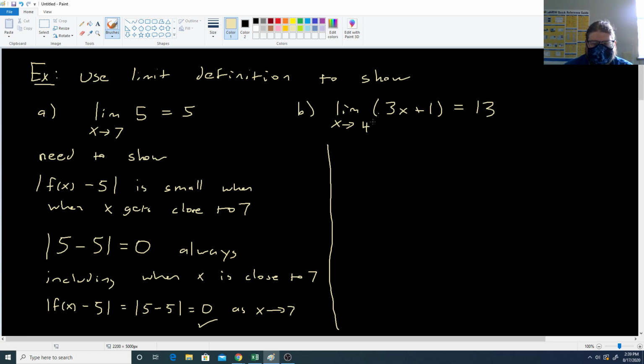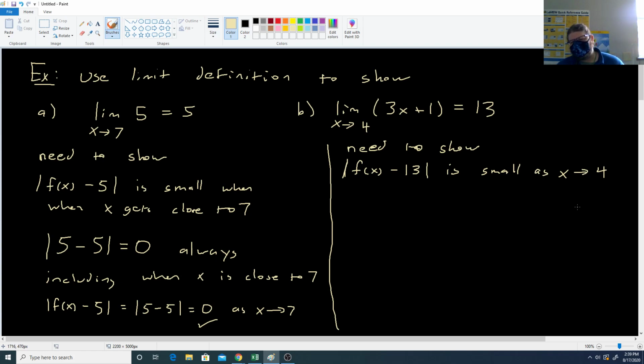This one over here, part B, will be a little bit more interesting, where I think you guys will be able to get a better feel for what's going on here. So for this one, we need to show the absolute value of f of x minus 13 is small as x gets close to 4, but not equal to 4. So once x gets really close to 4, we want to show that the distance between f of x and 13 is getting very small too.